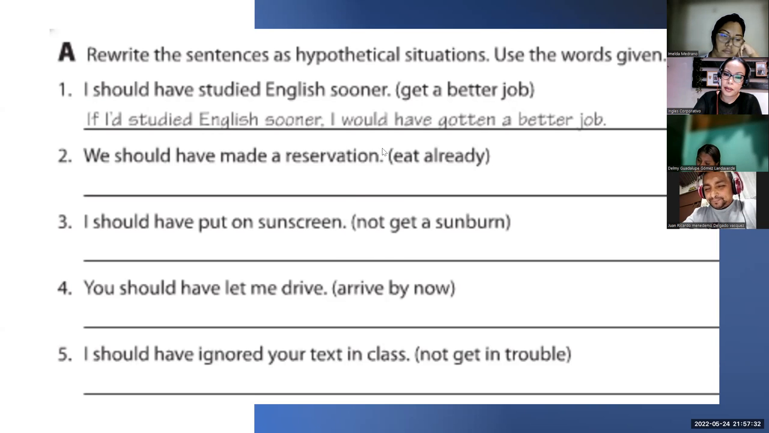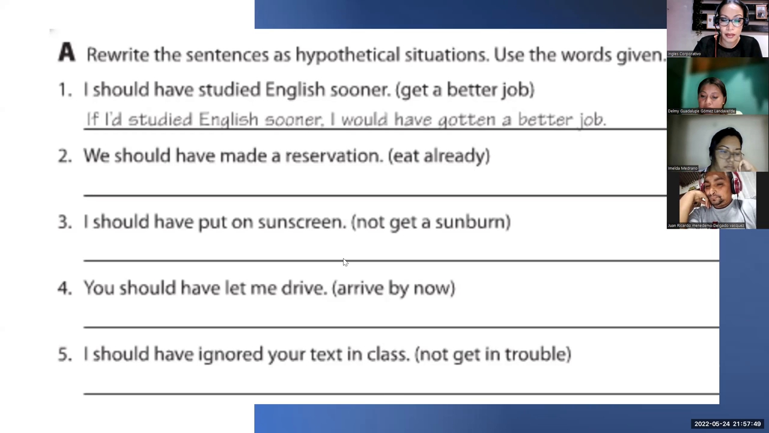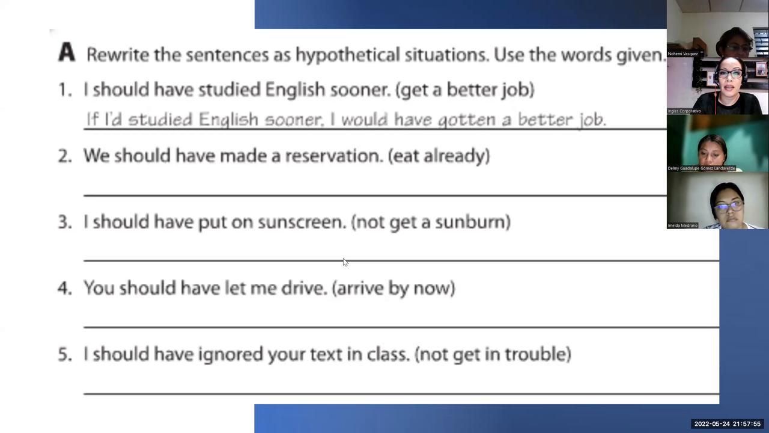Imelda. Number three. If I should have put on sunscreen, I wouldn't have gotten a sunburn. Excellent, that's correct. Thank you so much, Imelda. I volunteer for number four. Naomi, thank you so much, Naomi.